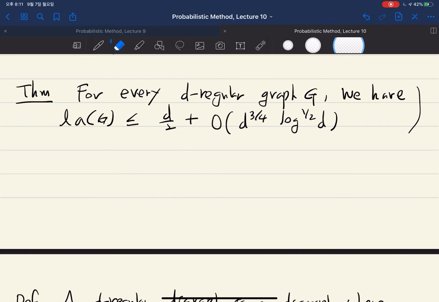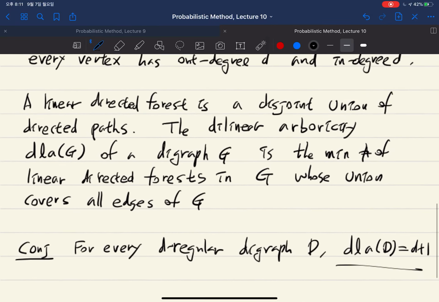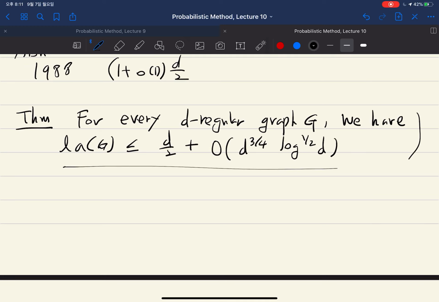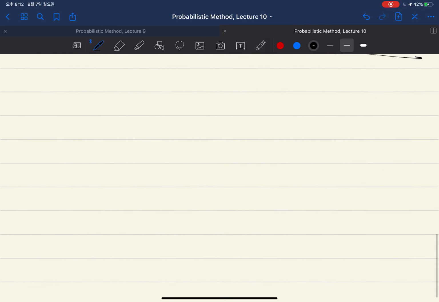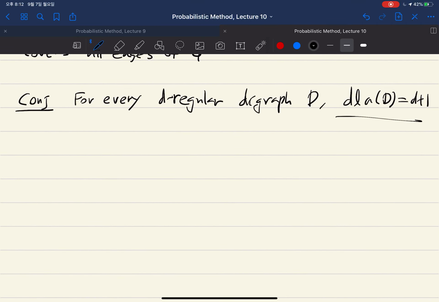So we just want to focus on proving the similar statement: for a d-regular digraph, we want to show that this number is an upper bound for the directed linear arboricity. So how do we want to prove this?